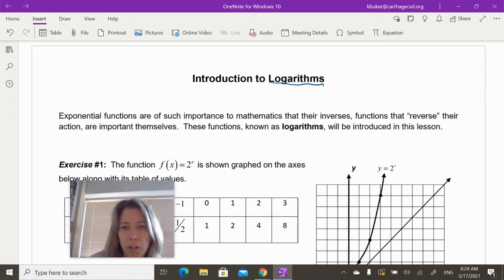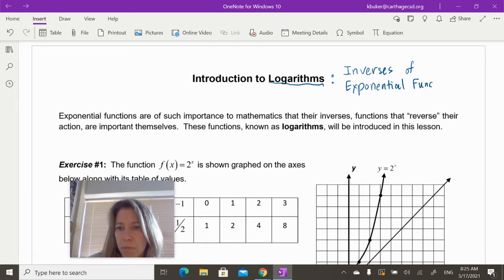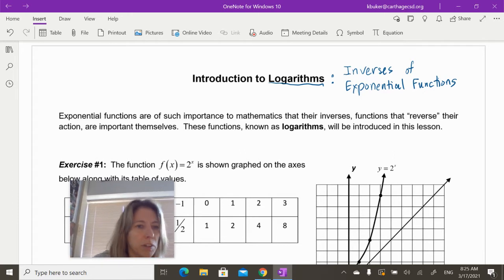Okay, so first of all, I want to introduce logarithms as the inverse functions to exponentials. So these are inverses to exponential functions. Inverses of exponential functions. All right, and you probably don't have much exposure to inverses, so I'm going to give you a couple of facts about inverses. We'll write it up here.